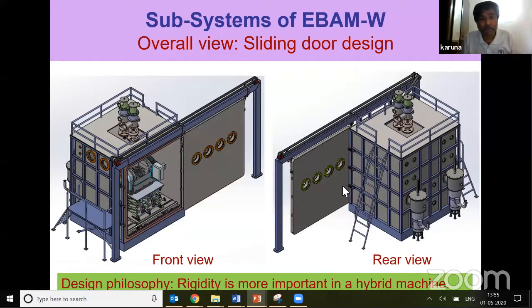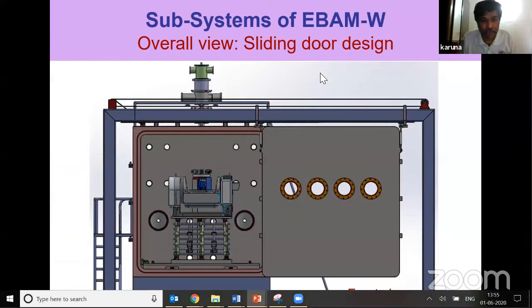Even cryogenic pumps are available when you want 10 power minus 10 or 10 power minus 12 vacuum. That kind of vacuum is required in electron beam based measurement systems, like microstructure analysis using SEM and all. You need that kind of vacuum in those systems.